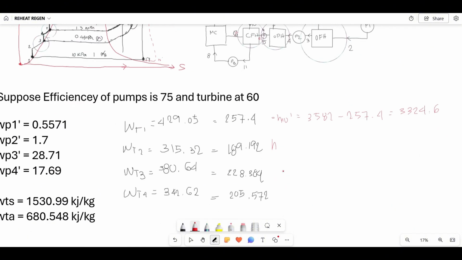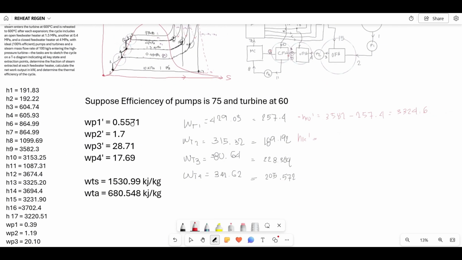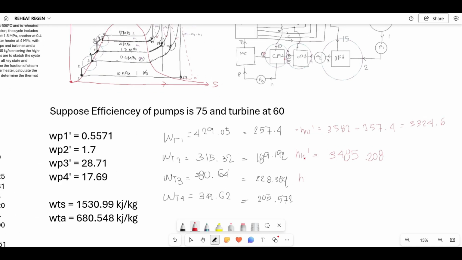Same with this one. Instead of H10, we are finding H13 prime. So for H13 prime, we need to get H12, which is 3674.4 minus 189.192, which yields a lower amount of 3,485.208.